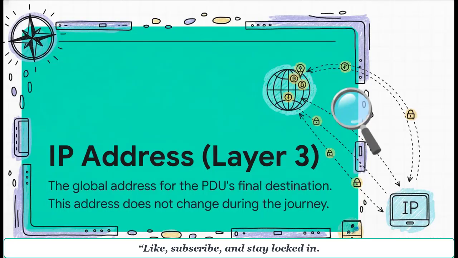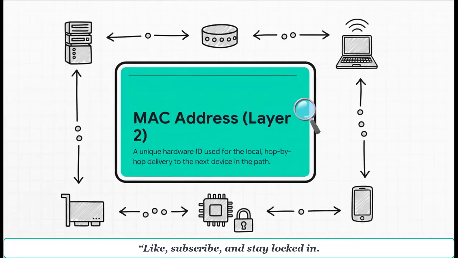An IP, or Internet Protocol, address is your device's global address on the internet. When your computer sends a packet of data, that destination IP address is set in stone. It will not change for the entire trip. It's the North Star for that packet's journey. Now the MAC, or Media Access Control, address is a totally different beast. It's a unique ID that's physically burned into your device's network card. Its job isn't to know the final destination. Its only job is to know the very next stop, or hop, on the journey. And honestly, understanding that one difference is the key to unlocking this whole thing.